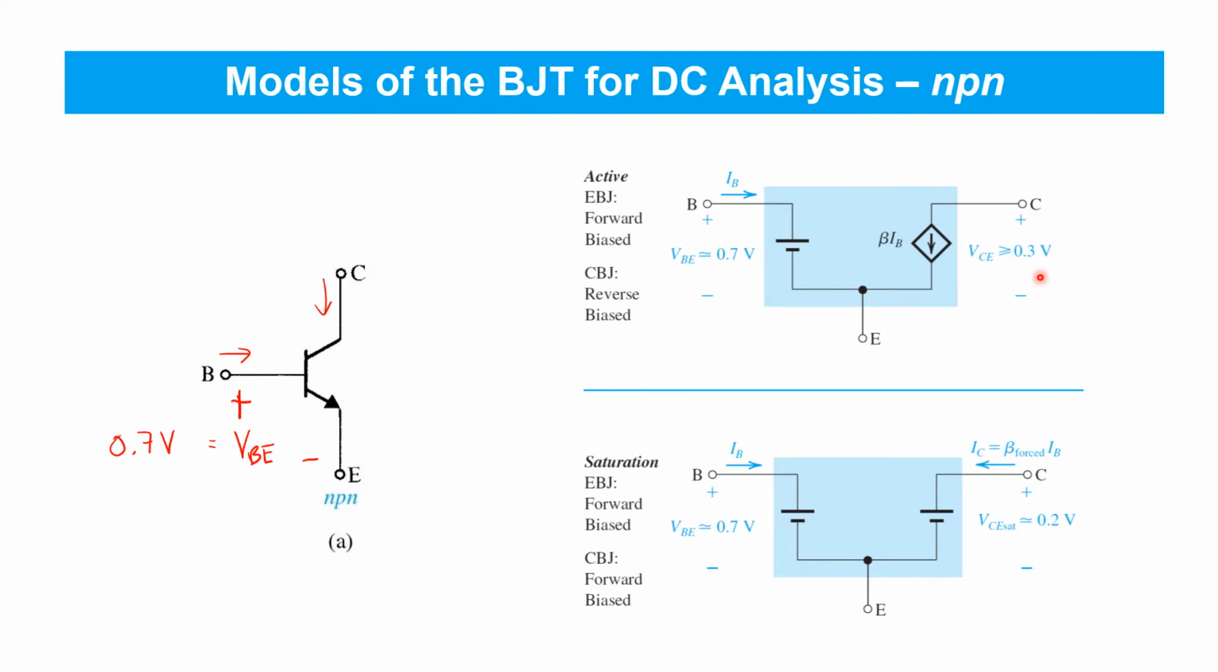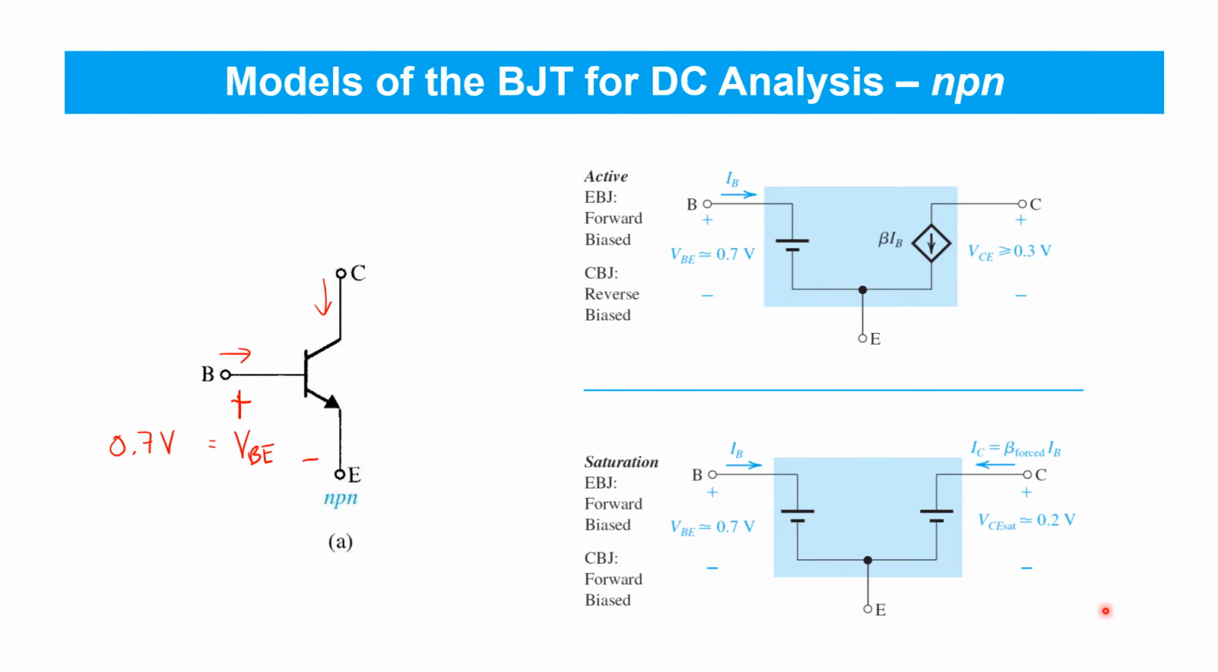That ensures that the collector-base junction is not forward biased, ensuring that there's no more than 0.4 volt forward drop between base and collector. Now, if the analysis reveals a collector-emitter voltage drop that's less than 0.3 volts, then we know that the transistor is not in active mode, and we therefore have to use a different model.